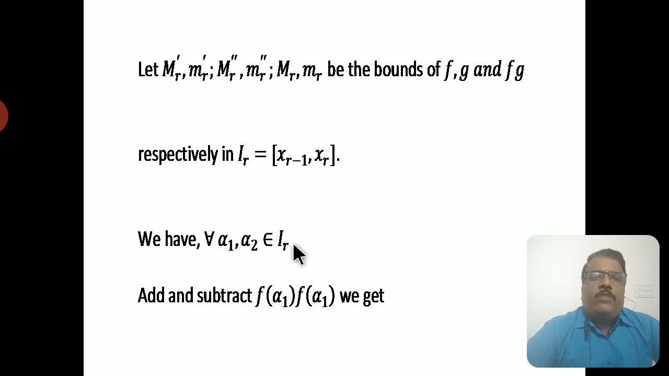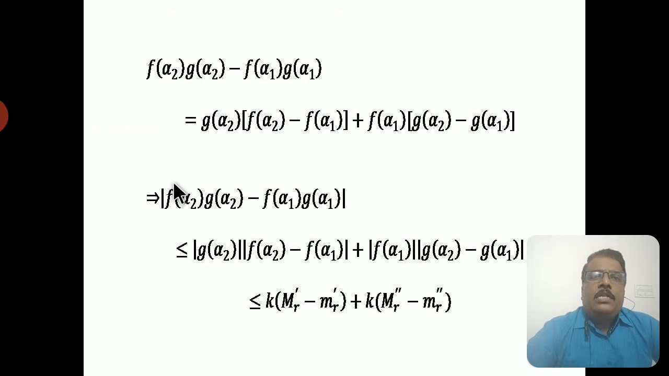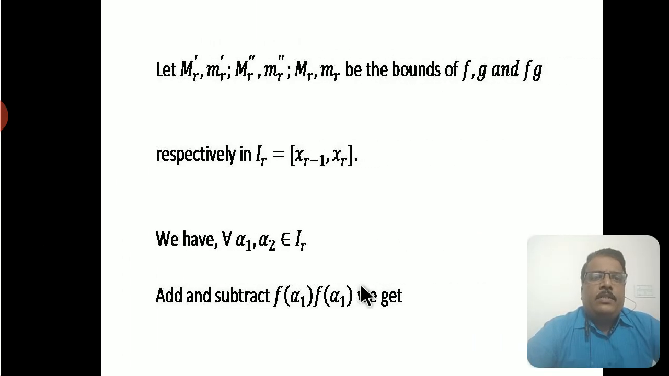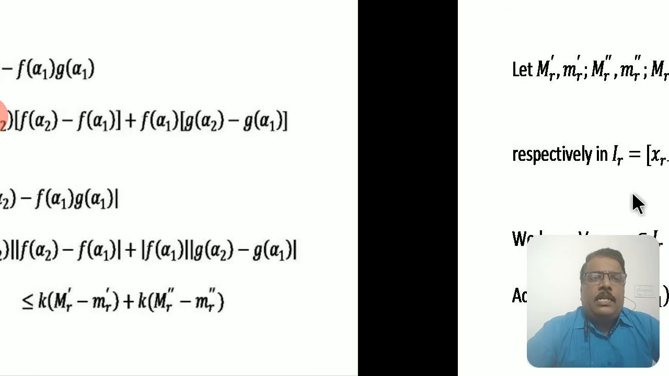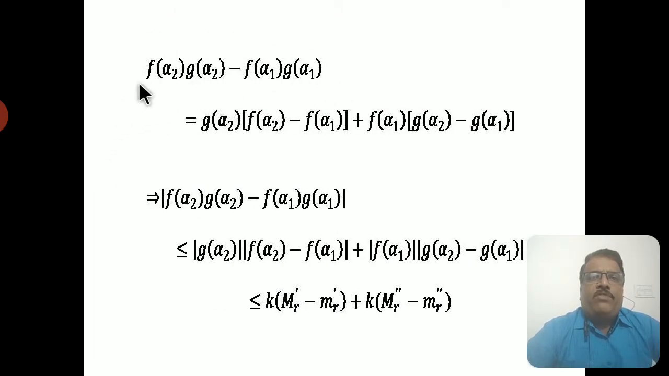Then for all alpha 1, alpha 2 belonging to this interval, we have the absolute value of f(alpha 2) g(alpha 2) minus f(alpha 1) g(alpha 1). Let us take this one: for any two elements alpha 1 and alpha 2 belonging to this interval, let us consider the expression f(alpha 2) g(alpha 2) minus f(alpha 1) g(alpha 1). In this case we add and subtract f(alpha 1) g(alpha 2).